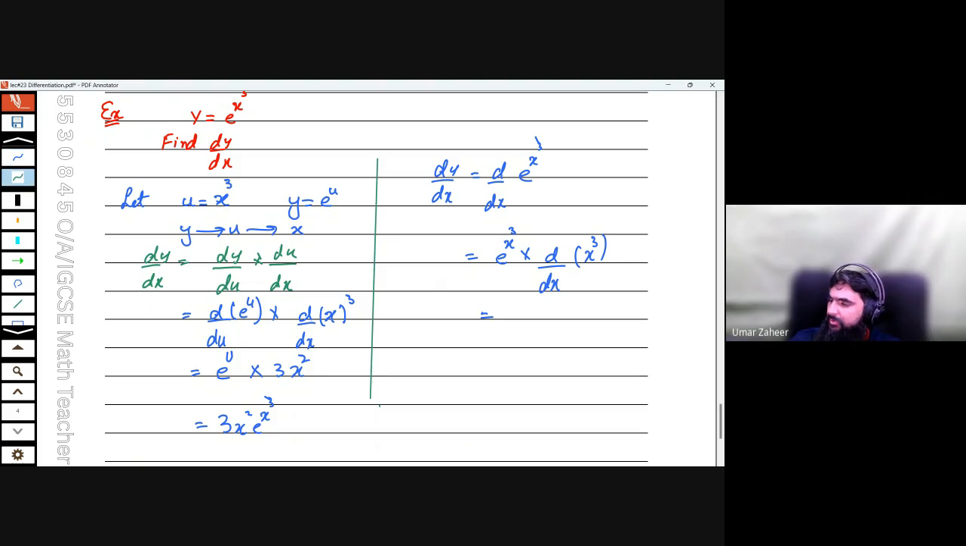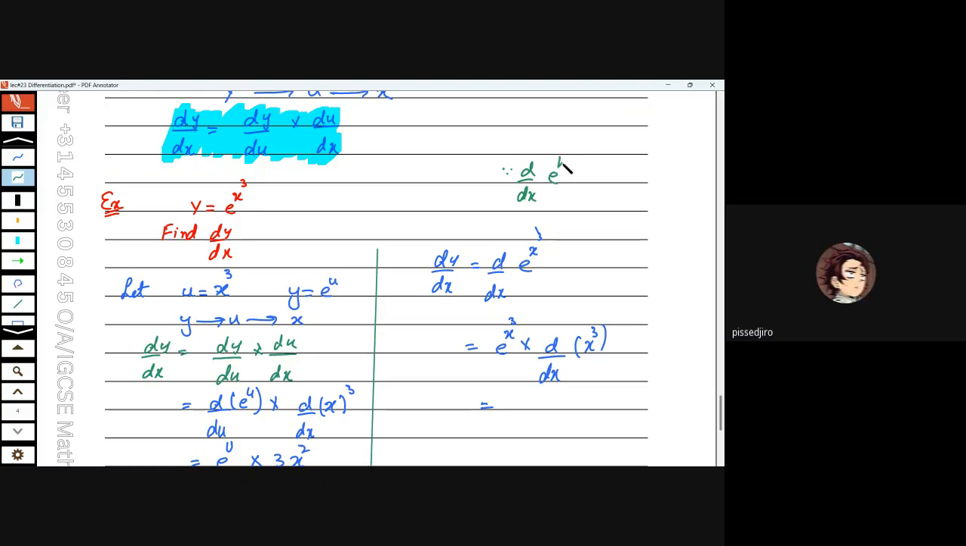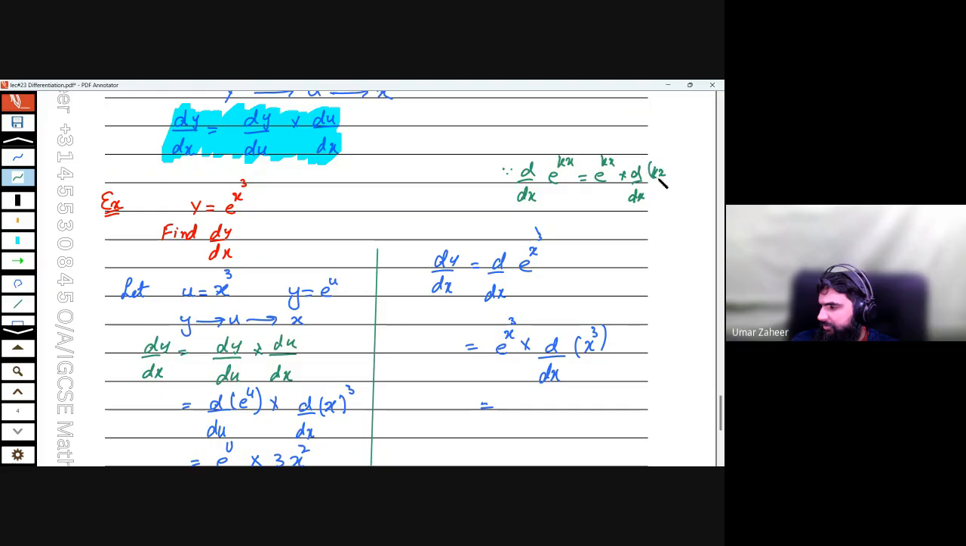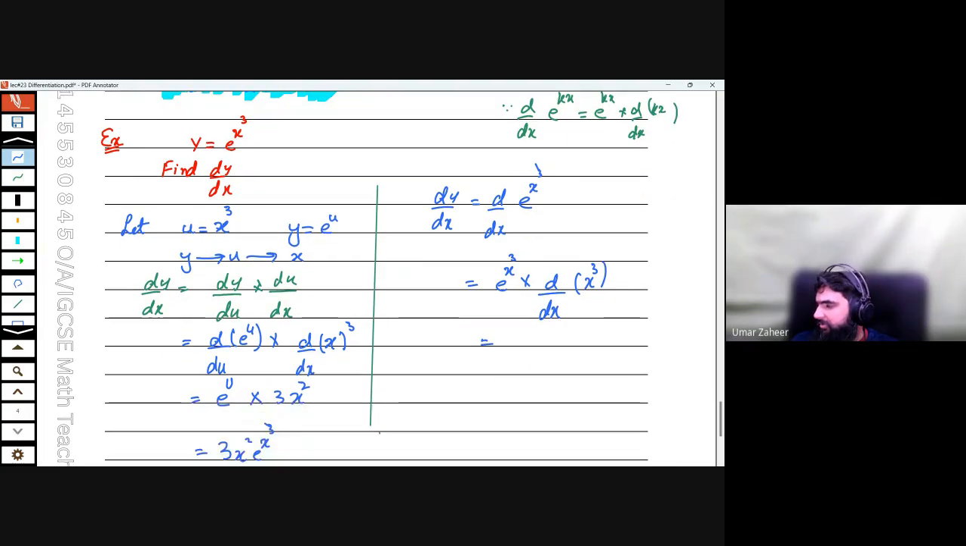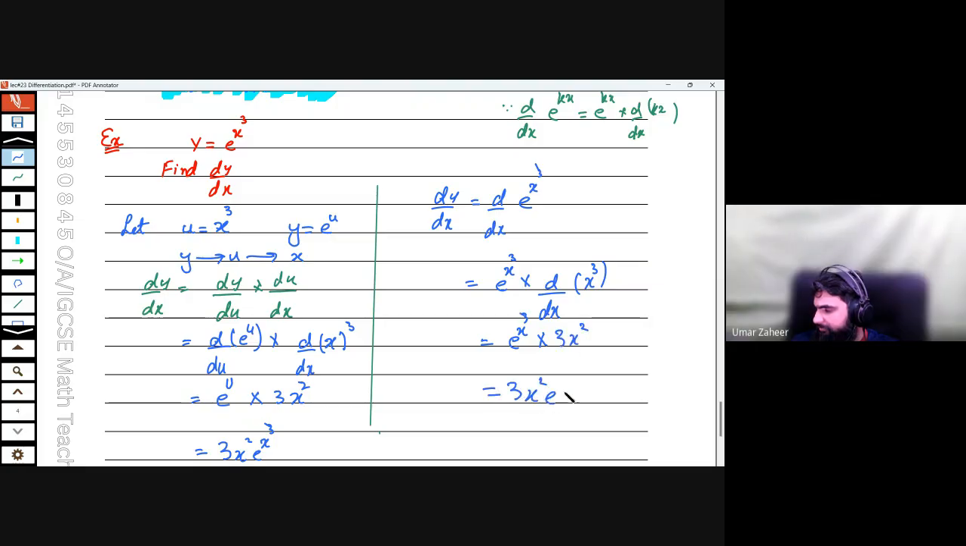We have done the formula. You are taking the derivative of e power any function. It will be e to the kx times the derivative of the power, the derivative of kx. So I'm using the same thing here. It will become 3x squared. Just look here, you will get the same answer.